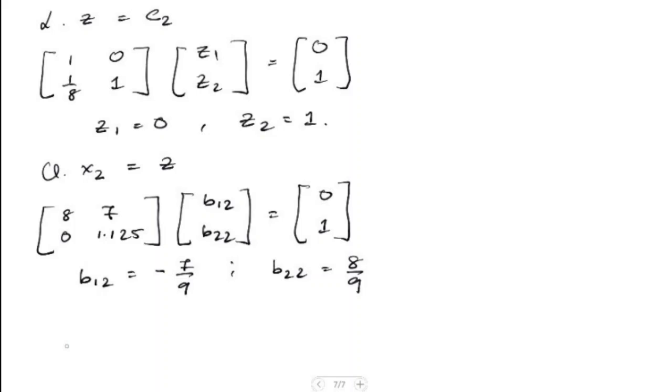So now if you want to represent A inverse, we'll put the values of b11, which is 2 over 9, then we have b21, which is minus 1 over 9 that we received previously, and then here we have b12, minus 7 over 9, and b22, which is 8 over 9. So that's the inverse of the matrix A.